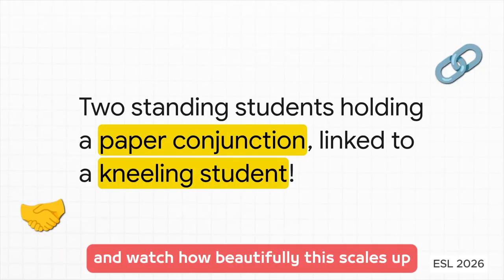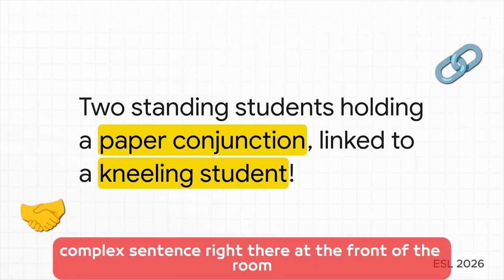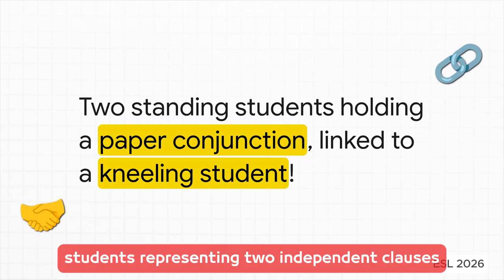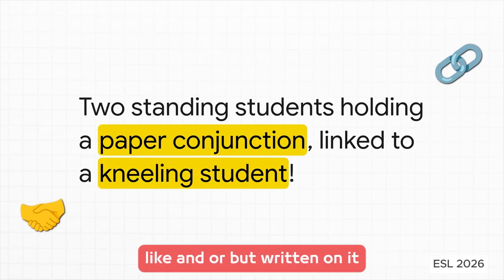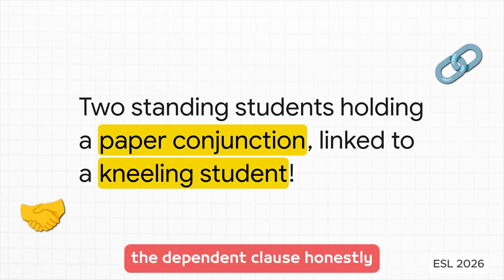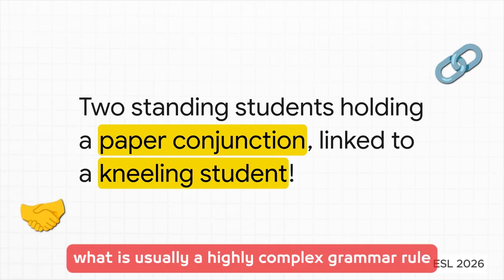And watch how beautifully this scales up. You can build an entire compound complex sentence right there at the front of the room. Have 2 standing students representing 2 independent clauses hold opposite ends of a piece of paper with a coordinating conjunction like and or but written on it. Then have one of them link hands with a kneeling student, the dependent clause. Honestly, this visual completely demystifies what is usually a highly complex grammar rule.